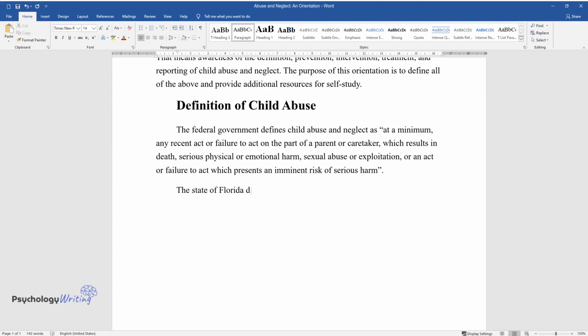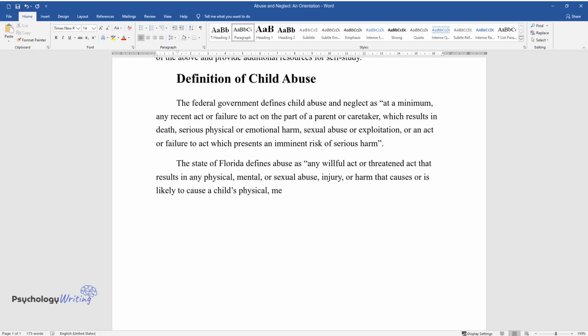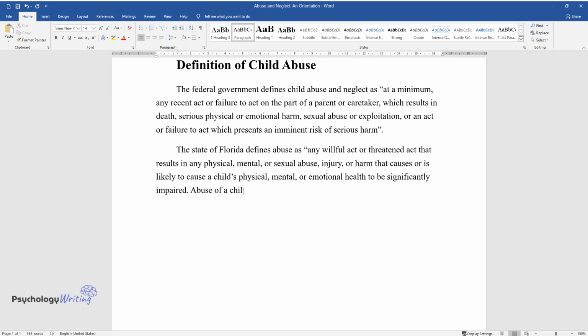The state of Florida defines abuse as any willful act or threatened act that results in any physical, mental, or sexual abuse, injury, or harm that causes or is likely to cause a child's physical, mental, or emotional health to be significantly impaired. Abuse of a child includes acts or omissions.